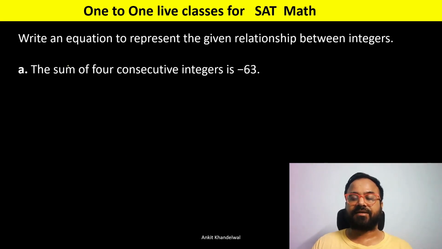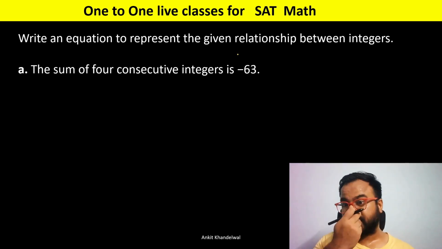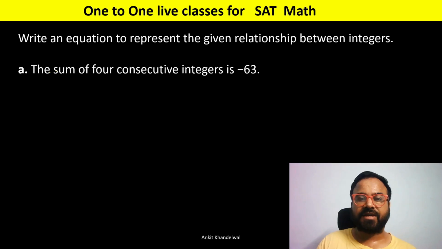So let's see, using this concept, how to write the equation. Pause the video and do this. Okay, let's do it. Write an equation to represent the given relationship between integers. The sum of 4 consecutive integers is -63.